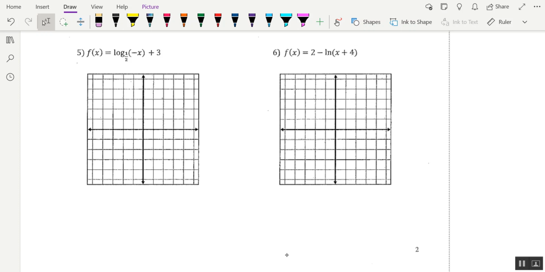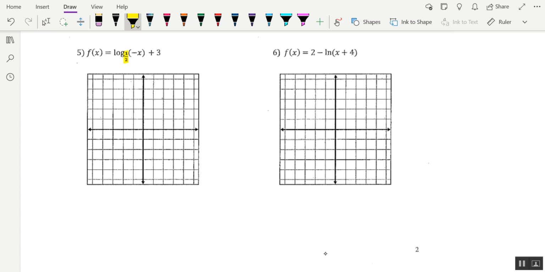In this video, we're gonna be doing two more log function graphs. So let's go ahead and dive right into it. We'll be starting with example 5, where we have log base 1/2 of negative x plus 3.